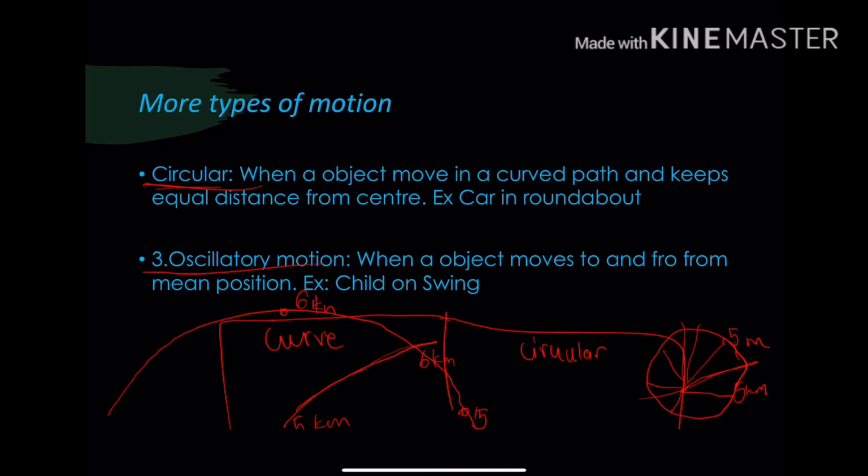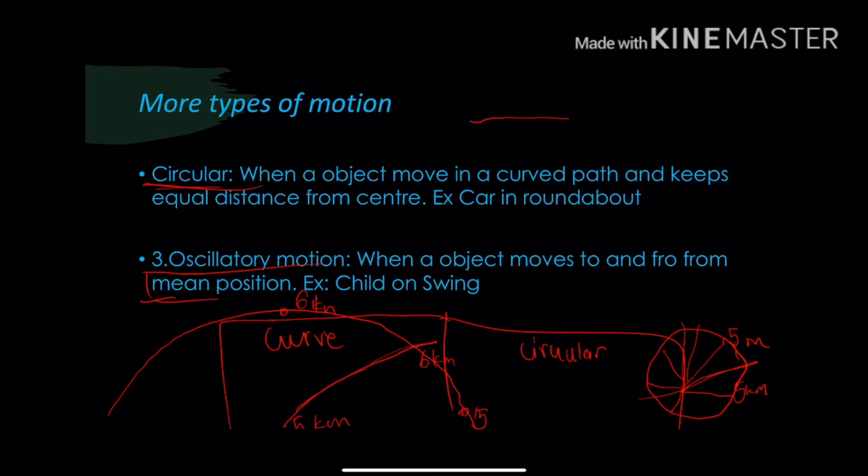Now oscillatory motion. Oscillatory motion is when an object moves to and fro from the mean position. Example, child in a swing. It's a bit of a complicated definition, but I'll make it really simple for you guys. So oscillatory motion is when an object moves to and fro from the mean position. The mean position is like this.